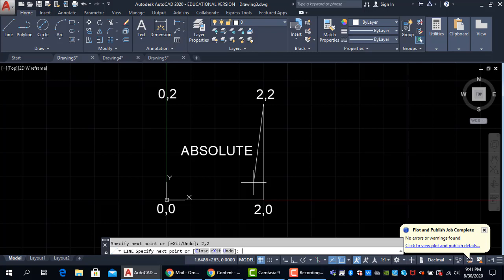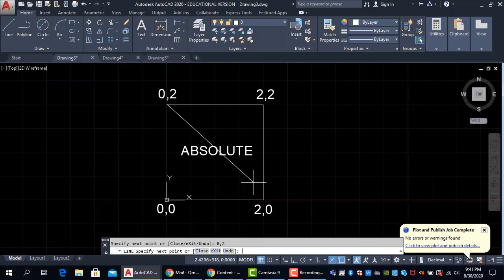So to find that point, it is at 0 on X, 2 on Y. So we put 0, 2, enter, and it's going to find that point. So it's going to shoot that line where it should go. And then we need that line coming down. So we need the last point, which is also the origin.